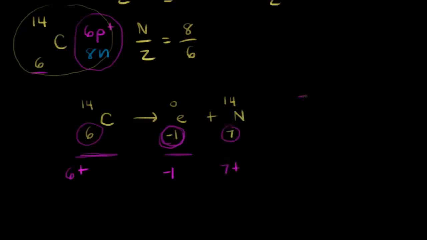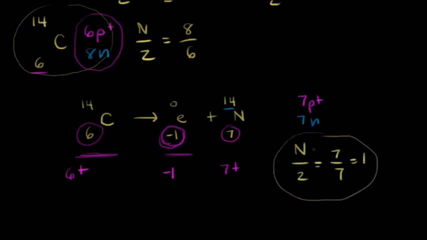So let's go ahead and write that here, 7 protons. And 14 minus 7 gives us 7 neutrons, right? So we look at the mass number here. So 14 minus 7 gives us 7 neutrons. And so that ratio, the ratio of neutrons to protons is 7 over 7, which is equal to 1. So that implies that we have a stable nucleus here. So that's the reason why carbon-14 undergoes radioactive decay.